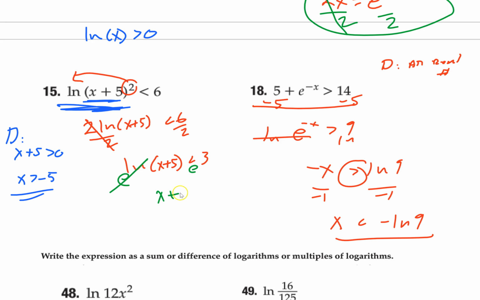So you have x plus 5 is less than e to the third. Now we're just going to subtract 5. So we have this, and we have this. You must be less than e cubed minus 5, which you can put in your calculator and get an answer if you want. You must be greater than negative 5. So you have to be between those two.